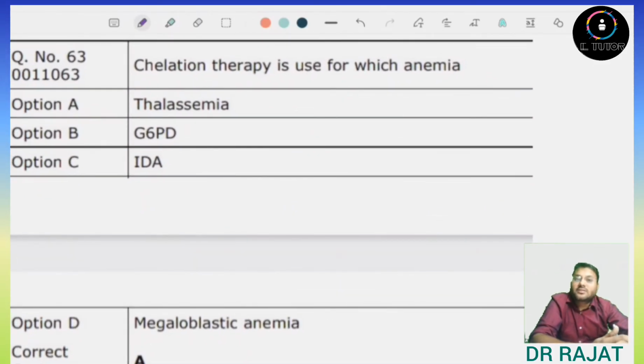Next question is chelation therapy is used for which anemia? So chelation therapy is used for thalassemia because in thalassemia iron overload is present, for which chelation of the iron, desferrioxamine, is given. So answer here will be thalassemia, chelation therapy is used for this anemia.